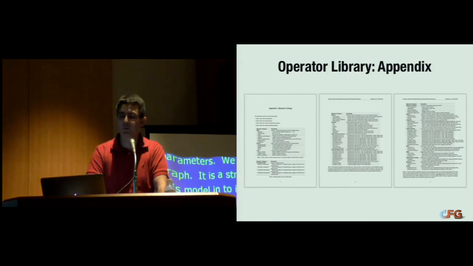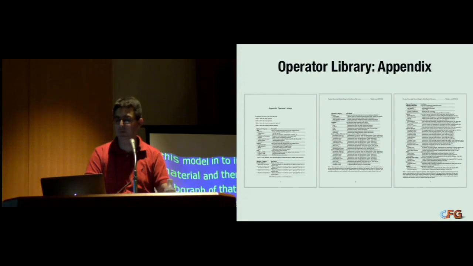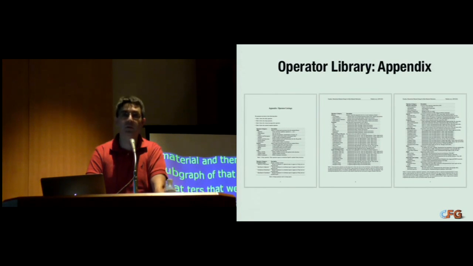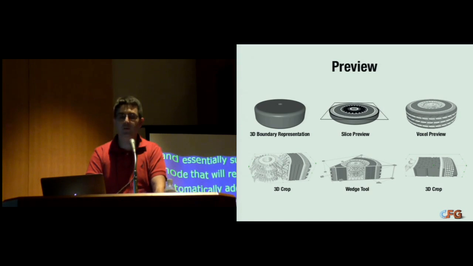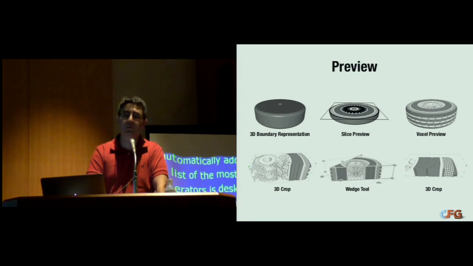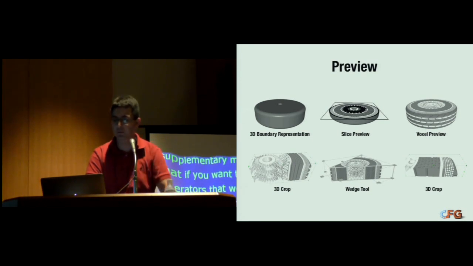A list of the most commonly used operators is described in the supplementary material, so please peruse that if you want to see the other kinds of operators that we've built in our system. A key component of our system is real-time preview capability. So Foundry provides a variety of interactive slice and voxel preview modes, also a general mechanism for restricting the region of interest, which can significantly speed up the preview, especially when done at target printer resolution.